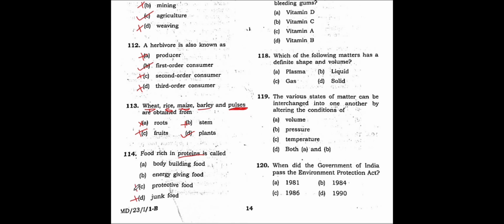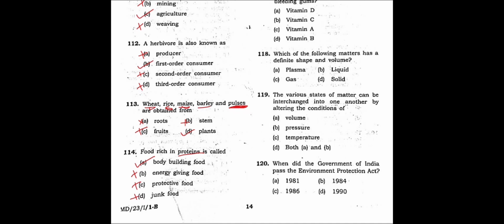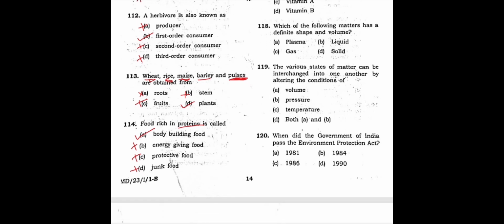Protective food is not the correct option either. Then energy giving food, of course it gives energy, but we have a better option than this, and the best option here is bodybuilding food. So protein rich foods are also known as bodybuilding foods, which means when we are building our body, when we are building our muscles, we have to consume a lot of proteins.